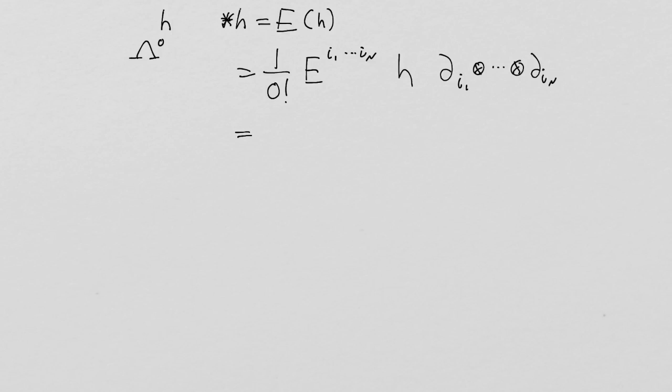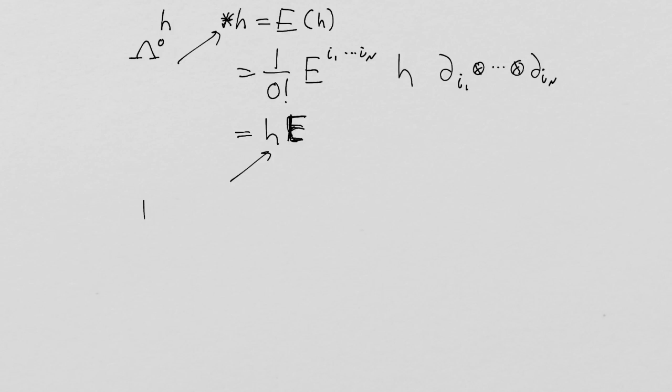So this thing ends up being H times the volume form E, where I'll try to boldface this out. So the dual of H is just H times the volume form. And that is true all the time.